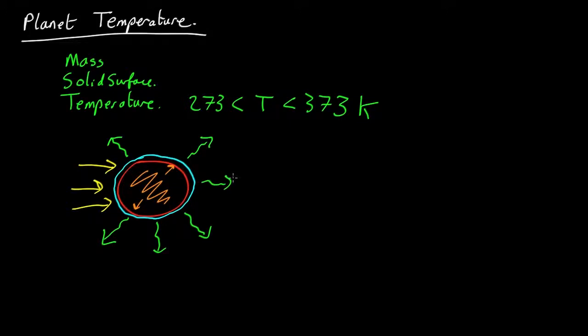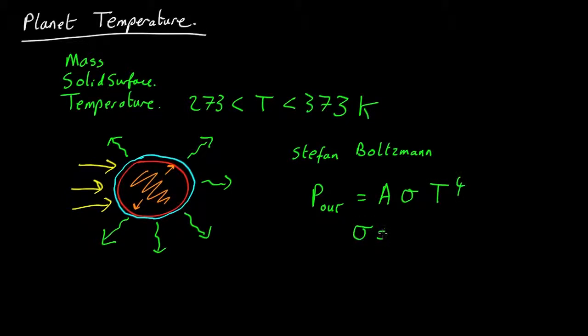The black body radiation is given by the Stefan-Boltzmann equation, which is the power out equals the surface area, a constant called the Stefan-Boltzmann constant, times T to the fourth. The Stefan-Boltzmann constant is 5.67 times 10 to the minus 8 watts per meter squared, Kelvin to the minus 4.